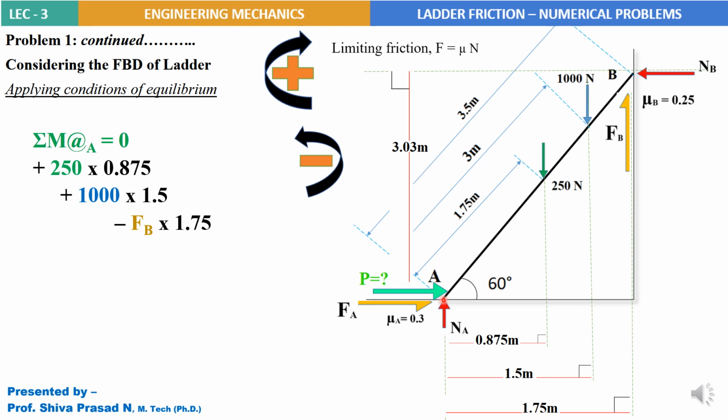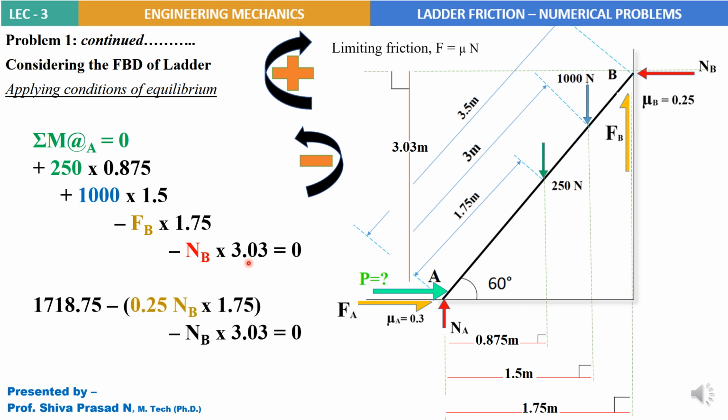Next, the last force NB. If we move that force NB along its own direction, it is going to create anti-clockwise rotation about A. So minus NB into 3.03, that is the perpendicular distance. So this is the complete equation for sigma M about A equal to 0, that is the third condition of equilibrium. Let's simplify this equation.